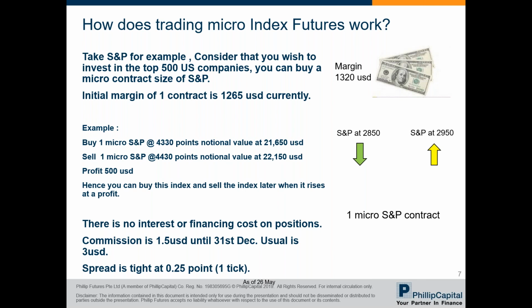This is easy to break even, which means there's only 3 ticks to break even. So there's a lot of liquidity. The spread is tight at 1 tick, which is exactly 0.25 points.